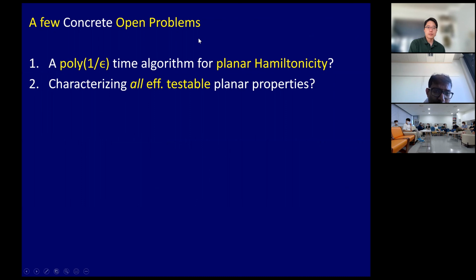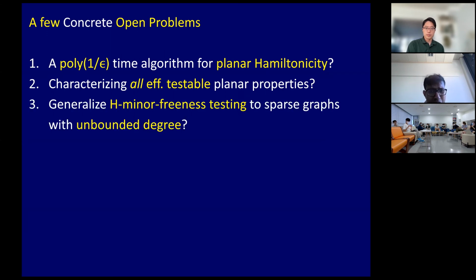It would also be very interesting to see if you could characterize every single planar property that can be tested in a query budget of polynomial in 1 over epsilon. We showed that every one of them can be tested in a query budget of exponential in 1 over epsilon squared. Now we want those properties characterized. We want to characterize properties that are testable with a query budget of polynomial in 1 over epsilon.